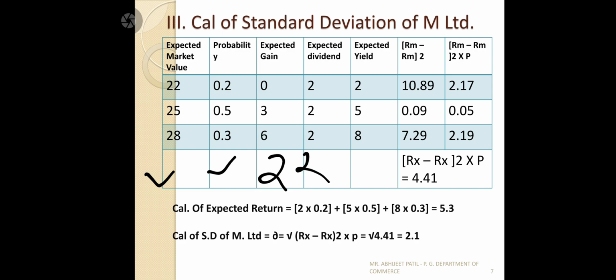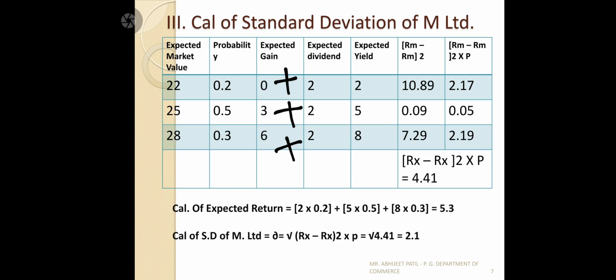Then we can find out the expected dividend. The dividend, as we know, is 20% and 35% for the second year's purpose. So 20% means you can take 2 rupees for each share. Then the expected yield: how to find out the expected yield? That is expected gain plus expected dividend, gain plus dividend: 0 plus 2 is 2, 3 plus 2 is 5, 6 plus 2 is 8.